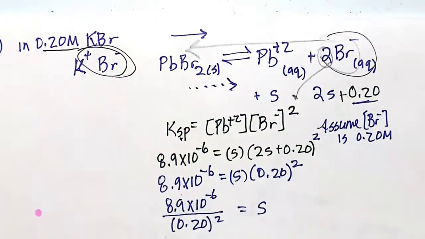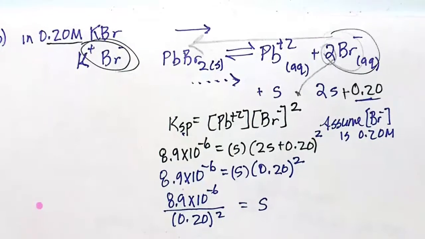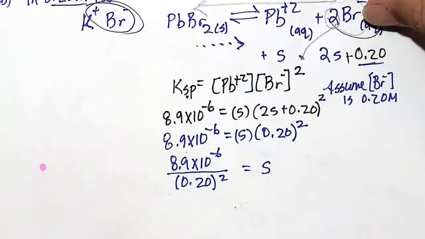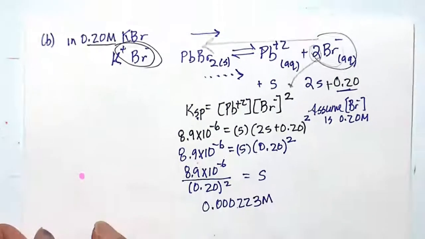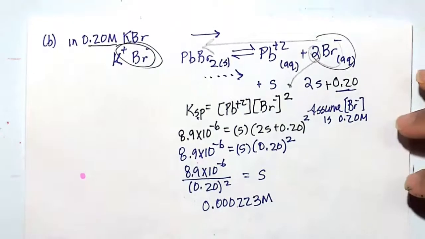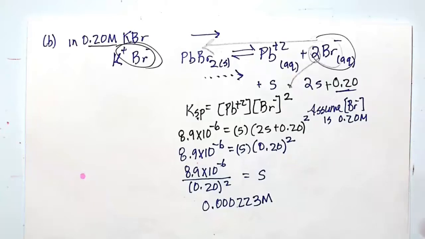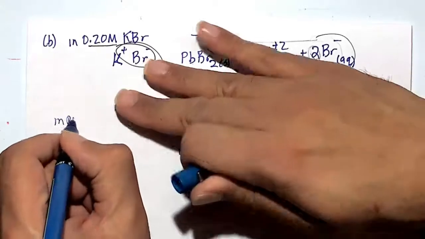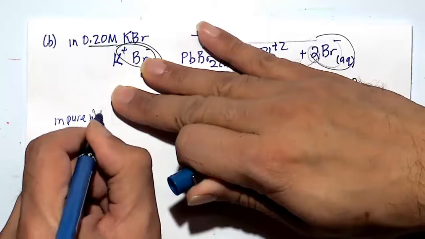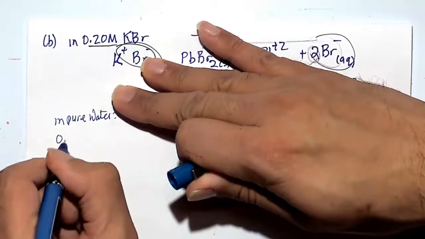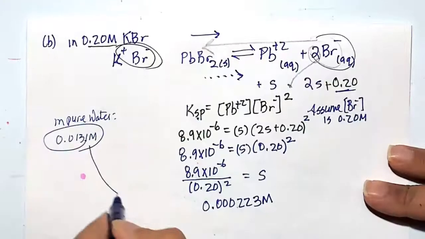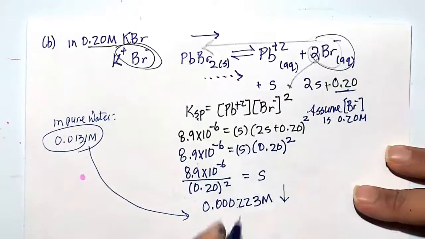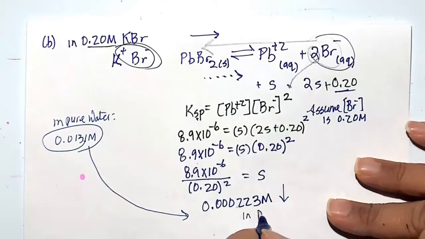So here we can solve for S, and we will square root that entire expression to get S in units of moles over liter. The answer here is 0.000, that's 3 zeros, 223 M, big M. So notice what's happening here. Comparing this answer to part A, which was in pure water, we got an answer about 0.013 molar for solubility, and in the presence of the potassium bromide common ion, the solubility goes down. That is what is to be expected.